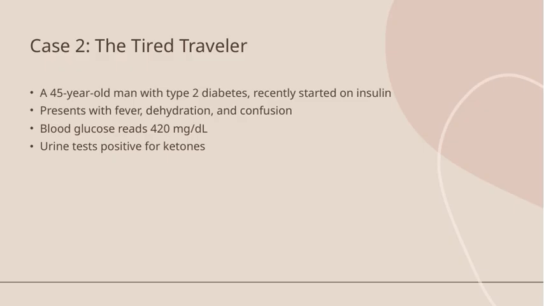Additionally, his urine tests are positive for ketones. The presence of ketones points toward the development of diabetic ketoacidosis, or DKA. This case highlights how, even with insulin therapy, diabetic patients can develop complications if their condition isn't carefully managed. The combination of high blood sugar, ketones, and symptoms like dehydration and confusion signals a medical emergency that requires prompt attention. Throughout this presentation, we'll explore the pathophysiology behind these signs and how to recognize and manage such situations effectively.